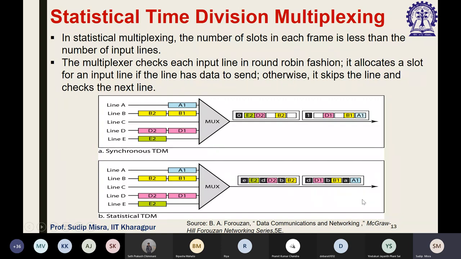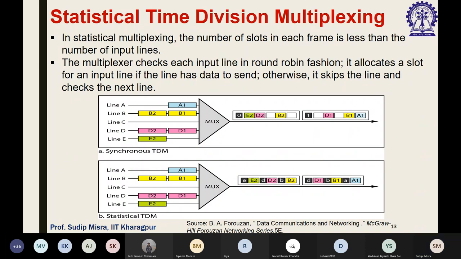So that's the statistical time division multiplexing. The statistical time division multiplexer basically checks each input line in a round robin fashion, and then it allocates a slot for each input line if the line has data to send. Otherwise, it skips the line and checks the next line.